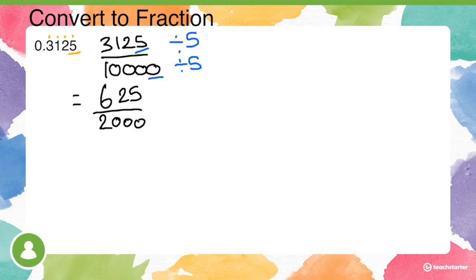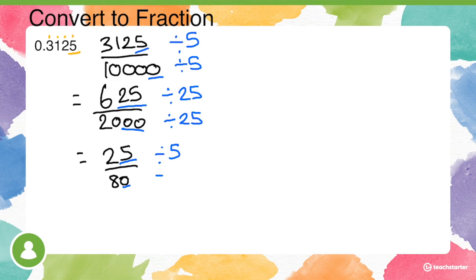I then could divide by 5 again, but I see that it ends in 25 and zeros, which means I can actually divide by 25. When I divide by 25, I get 25 over 80. Again, I see I'm ending in a 5 and a 0, so I'm going to divide by 5 again. And that leaves me with 5 over 16, which is as far as I can go because 5 doesn't divide down anymore. So I've converted that decimal into a fraction.